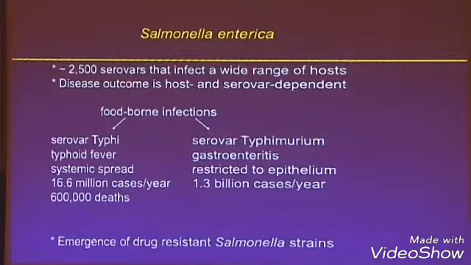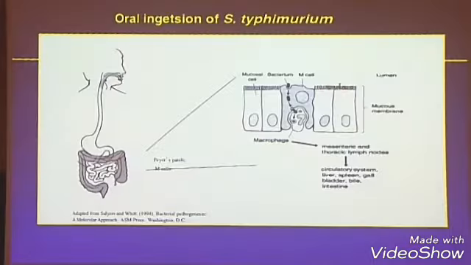And you can see the numbers here. Obviously, this still plays a major role in morbidity and mortality worldwide. Compounding this are the incredible levels of antibiotic and drug resistance in Salmonella throughout the world. So it continues to remain a major problem in terms of foodborne infections.